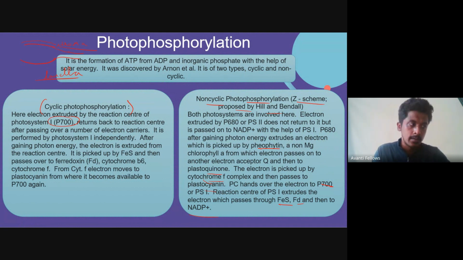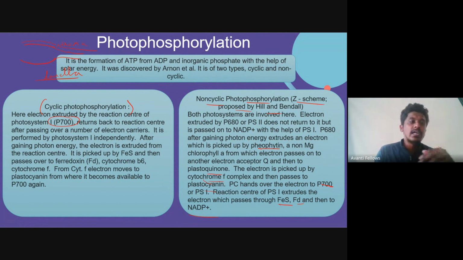In cyclic photophosphorylation, what happens? Here, the electron returns back to the same photosystem again and again. So the question is, where does it happen? It happens in the stroma lamellae. How many photosystems does it have? It has one photosystem, which we call photosystem 1. How does it happen? Light is incident on photosystem 1, and the electrons get excited.